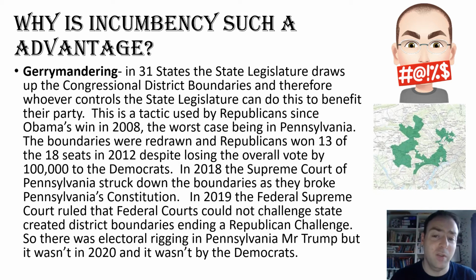The worst case of it is in Pennsylvania. Now, Pennsylvania had traditionally been a Democrat state. The Republicans won the control of the state legislature and redrew the boundaries. After redrawing the boundaries, they won 13 of the 18 congressional districts, despite losing the overall vote within the state by 100,000 to the Democrats.